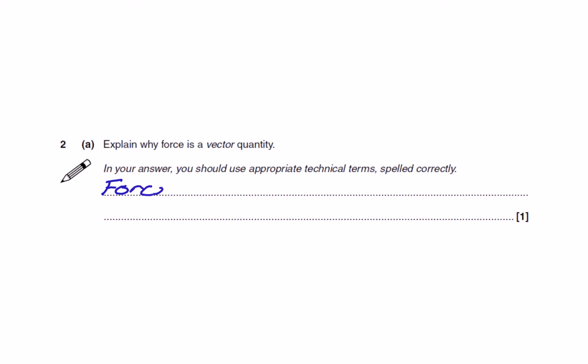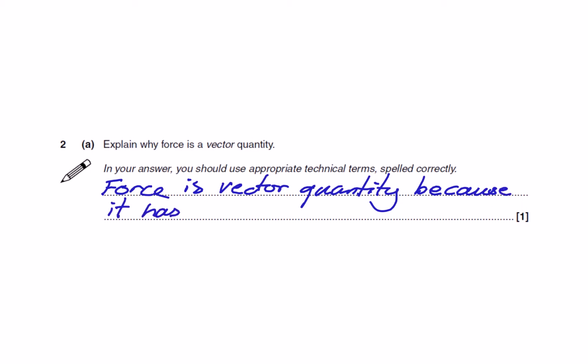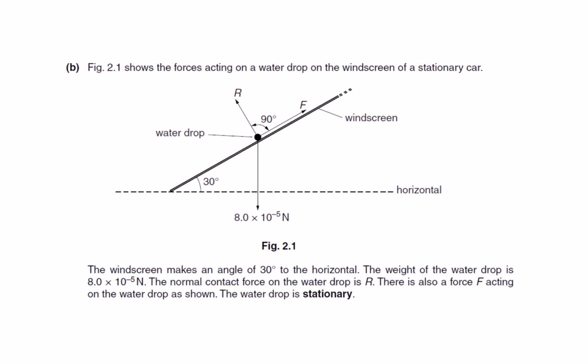So force is a vector quantity because it has both direction and magnitude. Nice easy one to start with. And now we know why force is a vector.